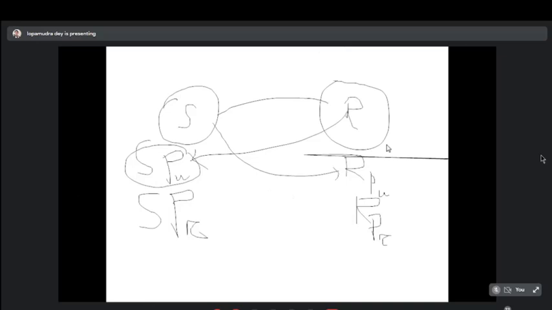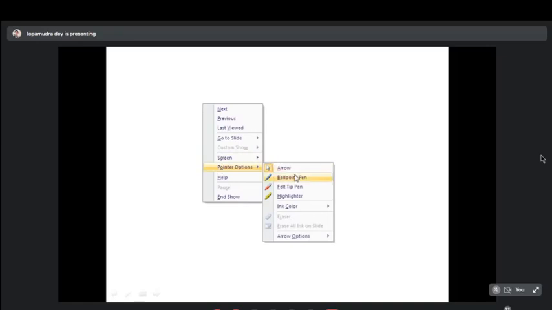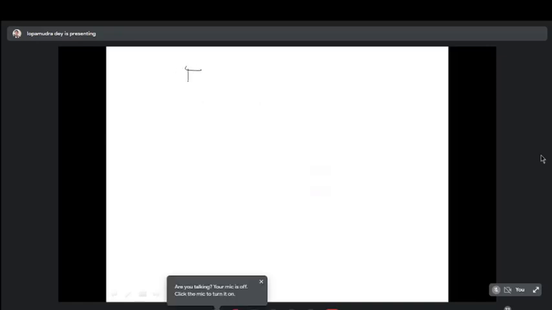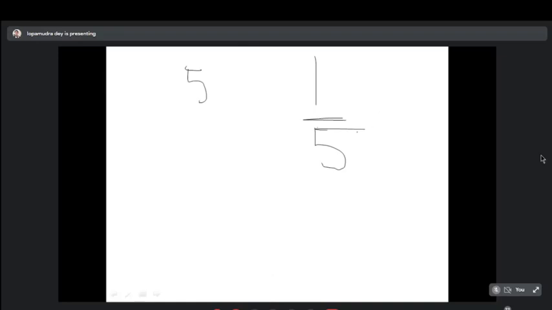What is the concept of public key and private key? For example, take 5 and 1 by 5. Suppose this is the public key and this is the private key. If you encrypt the data with the help of 5, then you can decrypt it with the help of 1 by 5. That means this is a pair. This is the concept of public key and private key.